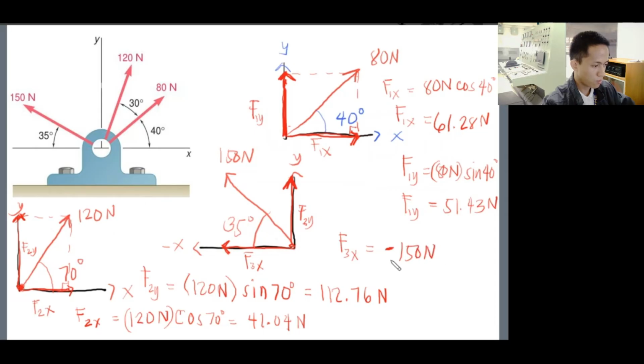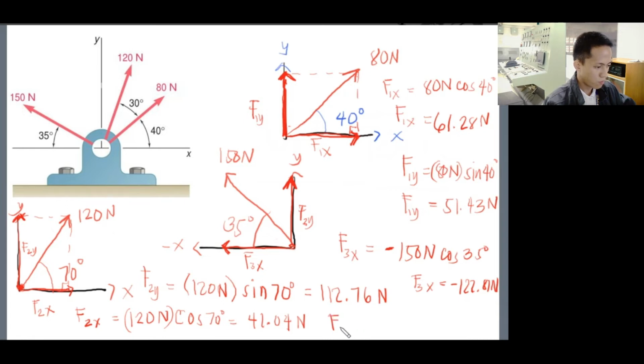Okay? So, 150 newtons cosine. Cosine pa rin since siya ay adjacent. So, we have here 35 degrees. Okay? So, F of 3x equals, use your calculator. Negative siya based from the orientation in the figure. So, negative 122.87 newtons. Okay?